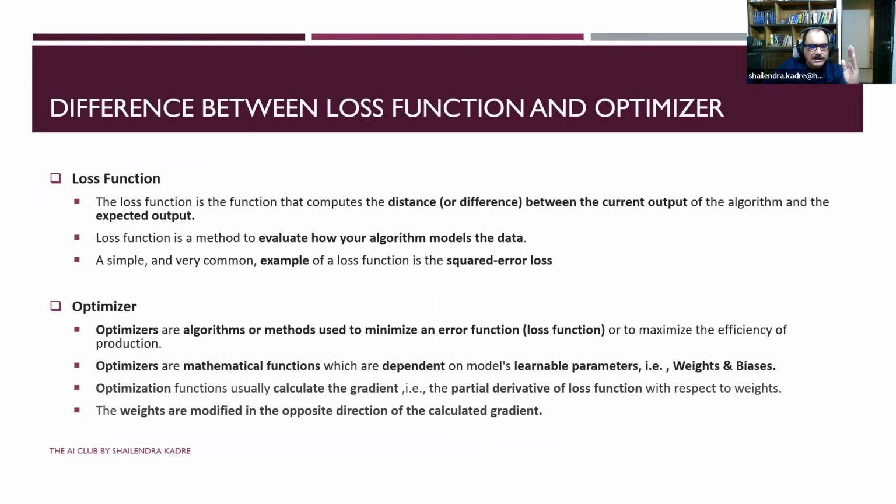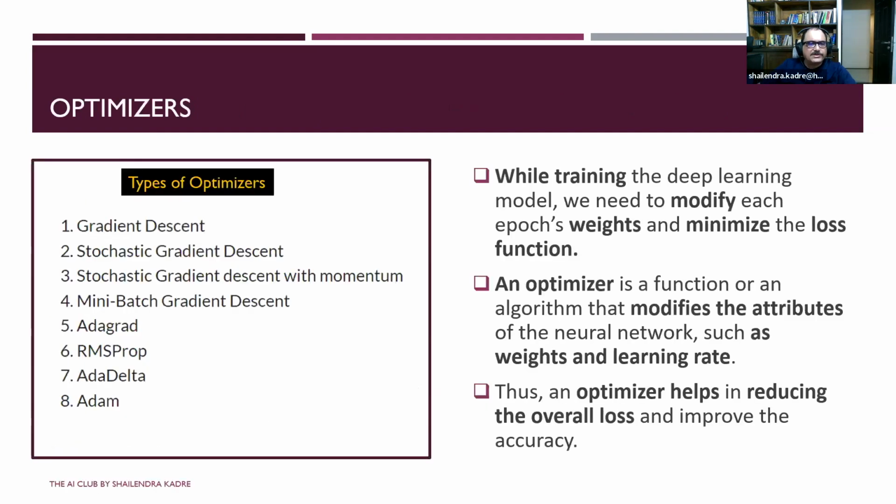So we have discussed that optimization calculates the gradient. We have seen that gradient is nothing but the partial derivative of the loss function with respect to one of the weights or biases. Then weights are modified in the opposite direction of the calculated gradient. If the gradient is negative, then that dL by dW is added. And if that gradient is positive, then dL by dW is deducted from the old weight. So that's how the whole process takes place.